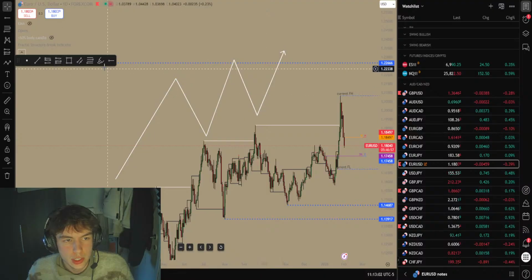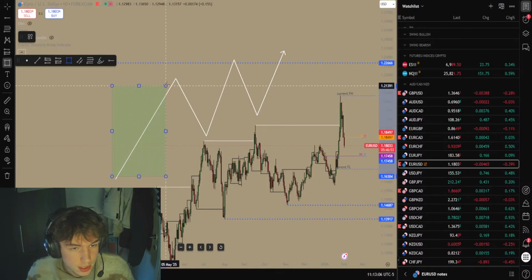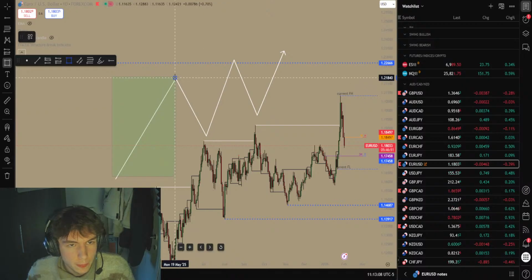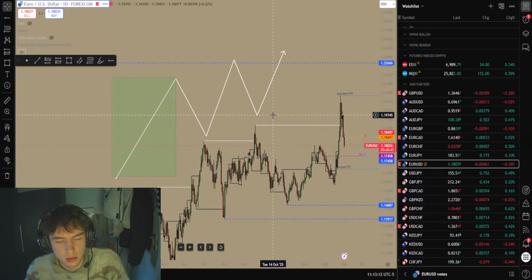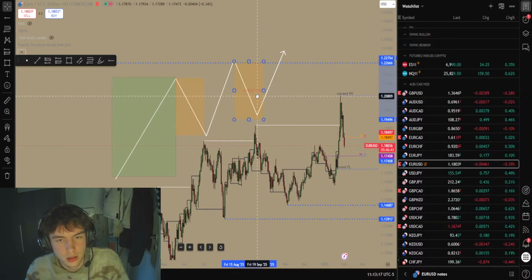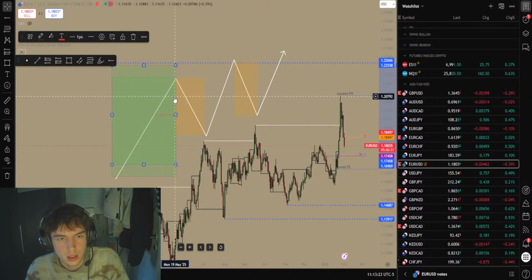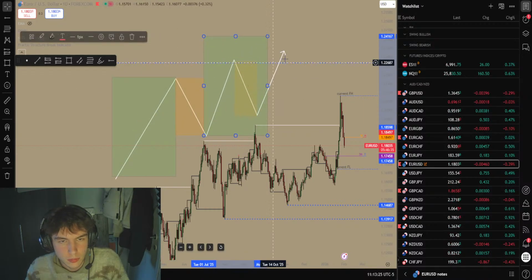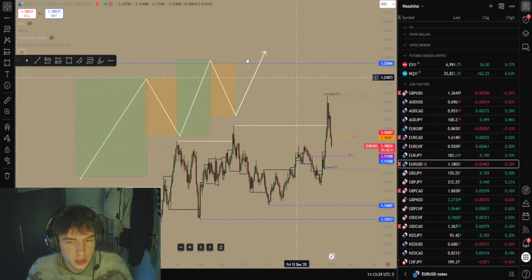That's why I said mark the phase that you're in. This is an impulse phase, and then this is a pullback phase, right? If we mark it on the chart, this is a pullback phase, and then this is another impulse phase. Within the pullback phase, you know that we are hunting liquidity.